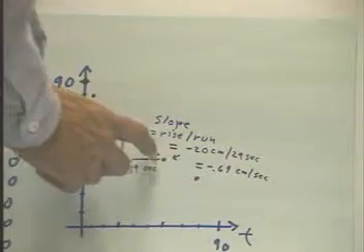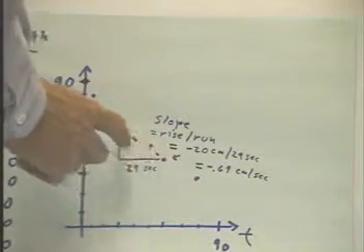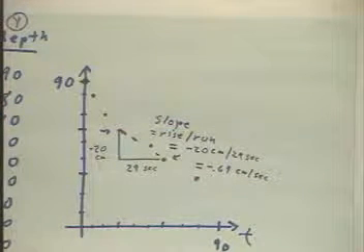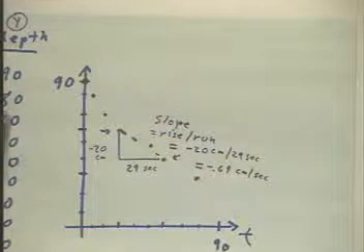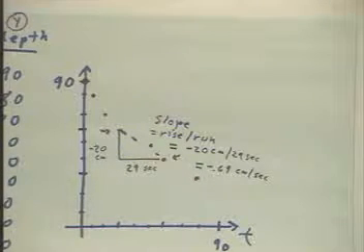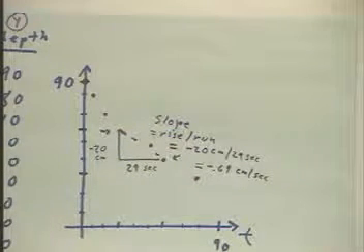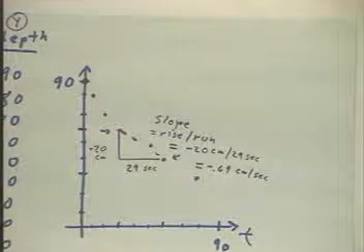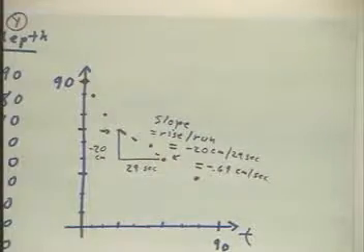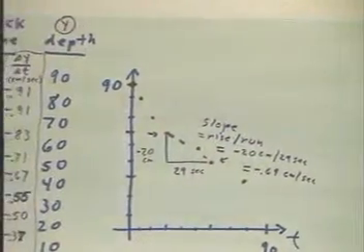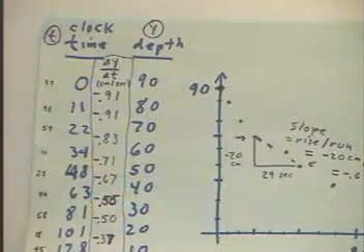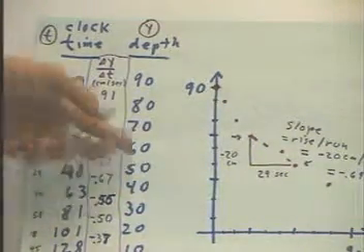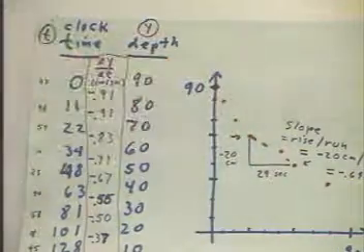Okay, between the 4th and the 6th data point, remember the 4th data point was 34 seconds, depth of 60 centimeters, and the 6th data point was 63 seconds, 40 centimeters. We can look over at those data points. Okay, we're looking between the 4th and the 6th data point, corresponding to these 2 points on the graph.